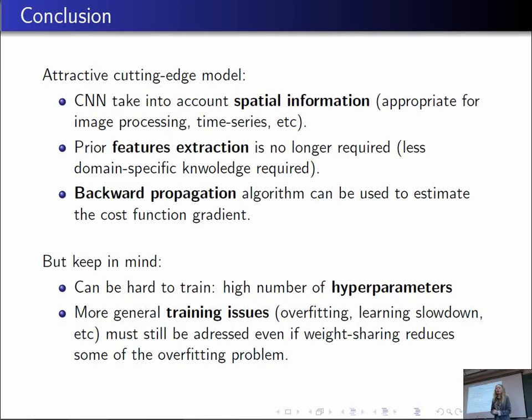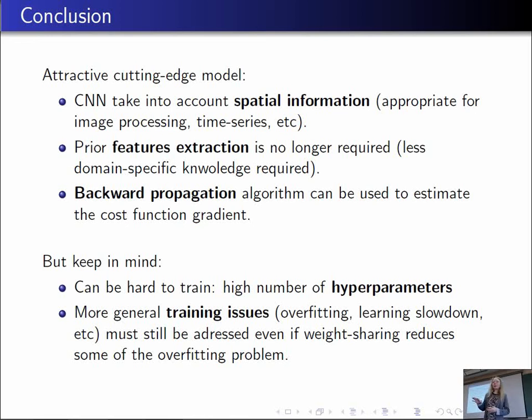To conclude, convolutional neural networks are an attractive, cutting-edge model. They try to extract spatial information to make your model invariant to spatial translations. You don't need prior feature extraction. You don't need specific knowledge in a topic, so you don't need to dig into biological information, etc. And you can use backward propagation, a very well-known method, so it's easy to apply.